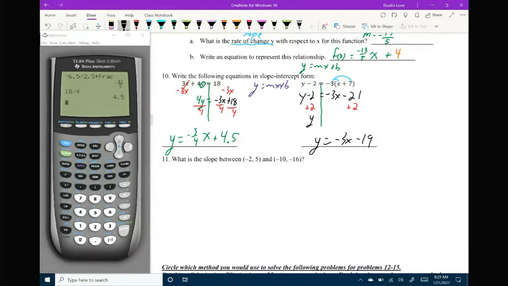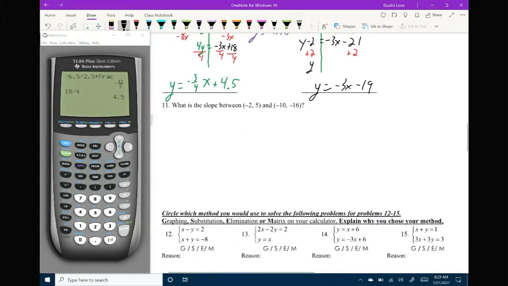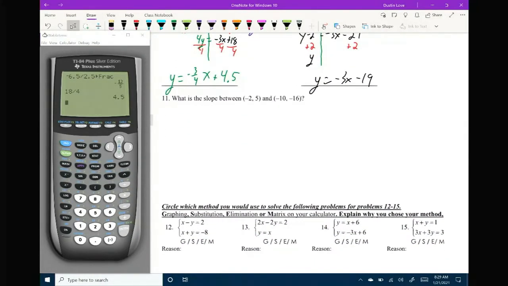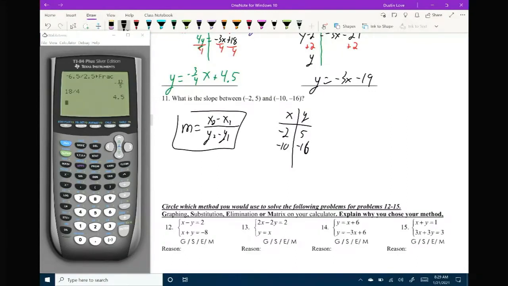Okay, number 11, what is the slope between those 2 points? Now remember, my slope equation is m equals x2 minus x1 over y2 minus y1. Another way we'd done it in class was we made an xy table, negative 2, 5, and negative 10, negative 16. This one is the straight algebraic approach, where you could label these x1, y1, x2, y2, and plug it in. However, most of us actually prefer doing it from the table.